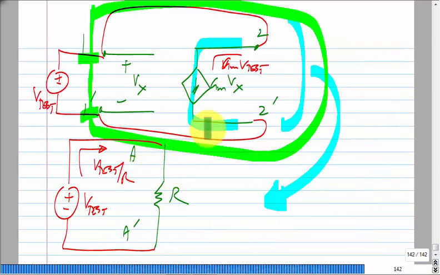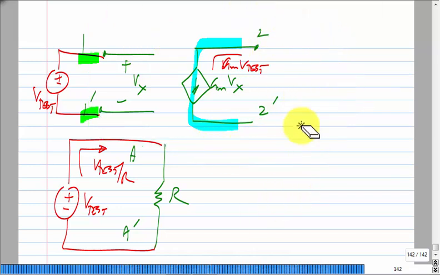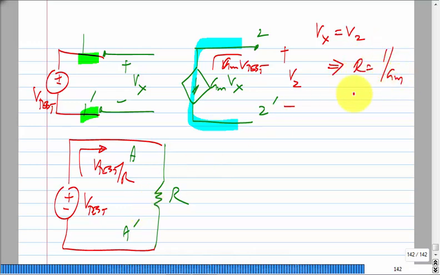So first of all, if I make this connection, if I make Vx equal to V2, let me call this V2, this implies that the resistance is 1 by Gm. Now let's say I wanted a resistance not of 1 by Gm, but 1 by alpha times Gm. What should I do? Forget how to implement the circuit. What is it that I need to do? By making Vx equal to V2, I got R equals 1 by Gm.